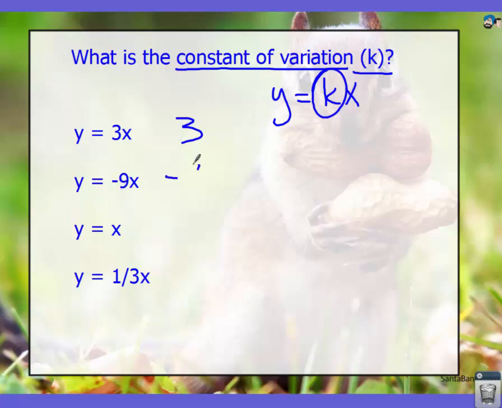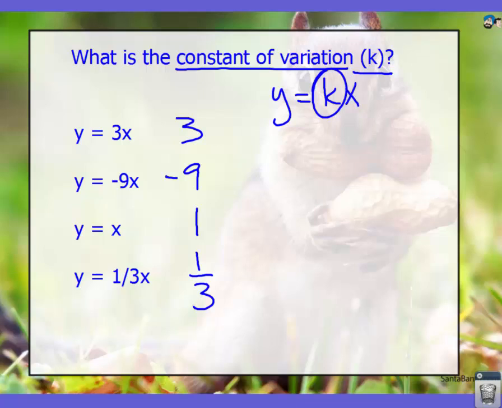In this one, it's negative 9. In this one, well, what value is in front of that x? 1, very good. And then the last one, it's 1/3. So those are the constants of variation. That's how we're changing. That's how we're counting in our slope when we're looking at our graph.